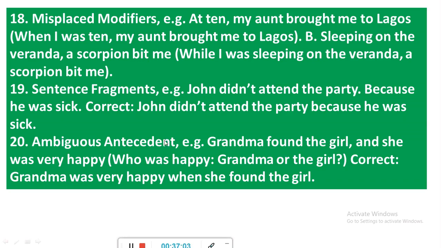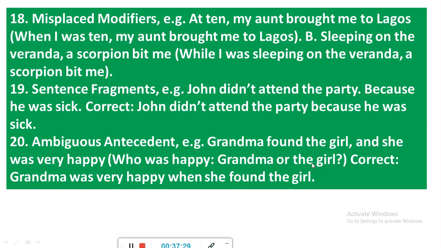Number 20 is what we call ambiguous antecedent. An antecedent is something that comes before something else. For example, grandma found the girl and she was very happy. Now the question is, who was happy? Who was very happy? Was it grandma or the girl? So you can see ambiguity there. You know, we call it ambiguous antecedent.